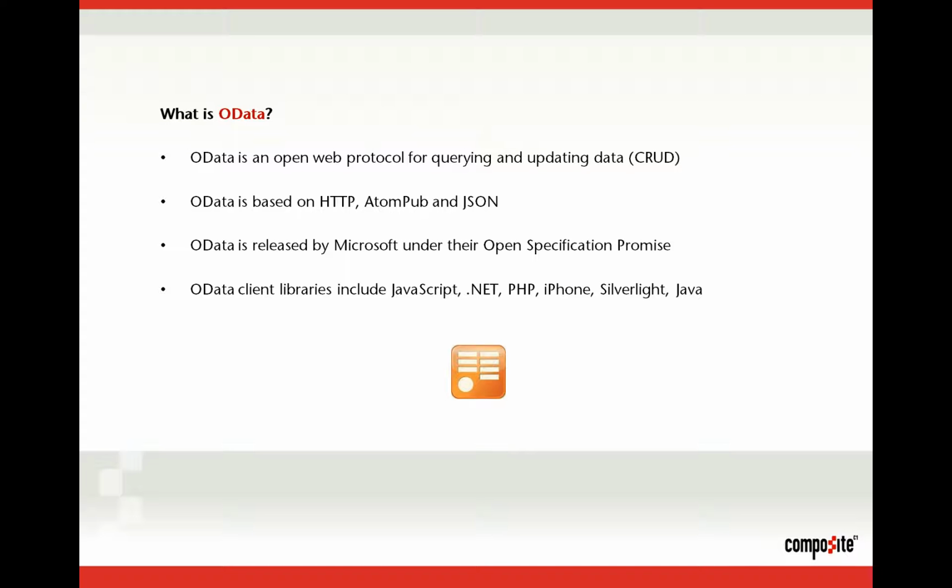So before we dive into the demo, I'll just quickly talk about what OData is. It's an open web protocol for querying and updating data, CRUD. It's based on HTTP, AtomPub, and JSON. It's released by Microsoft, and it's an open standard that you can use from any client, but existing client libraries include JavaScript, .NET, PHP. You can use it on iPhone and Silverlight, and also on Java.